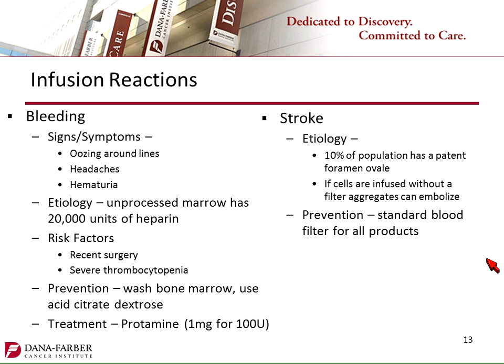Another uncommon but serious side effect would be stroke. So 10% of the population has a patent foramen ovale, and if cells are infused without a filter, aggregates can embolize. So it's important, if you know the patient has a PFO from their pre-transplant echo, to put a filter on all their stem cell products.